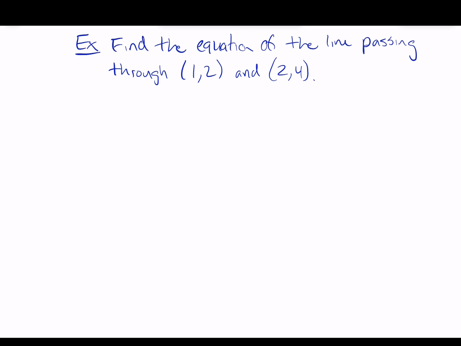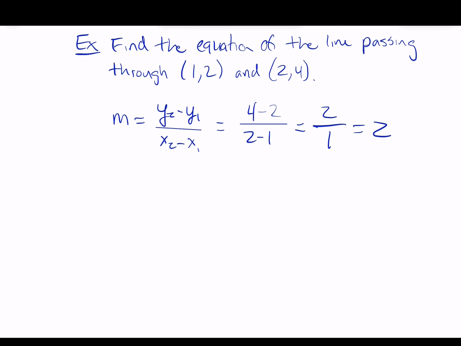Okay, this time we want to find the equation of a line passing through the points (1, 2) and (2, 4). Now we know we want to use the point-slope formula, but we have 2 points and no slope. So what we need to first do is find the slope using the slope formula, which is m equals y2 minus y1 over x2 minus x1. Well, in this case, that's 4 minus 2 all over 2 minus 1. Well, 4 minus 2 is 2, and 2 minus 1 is 1, so our slope is 2.